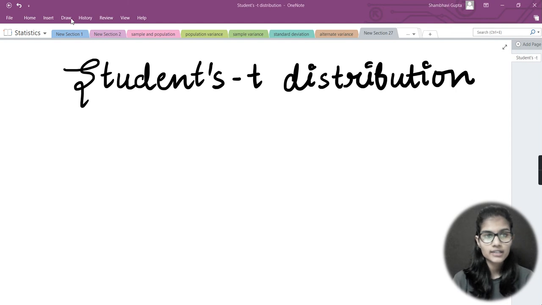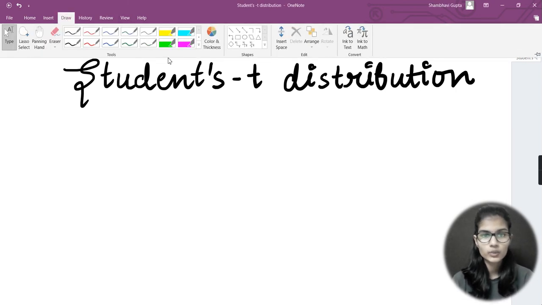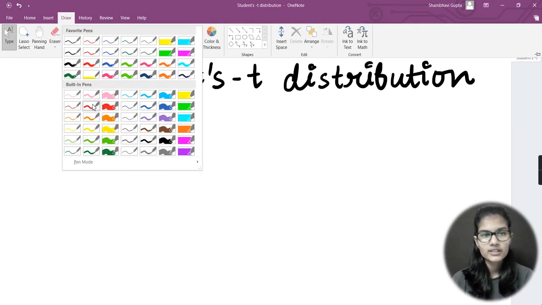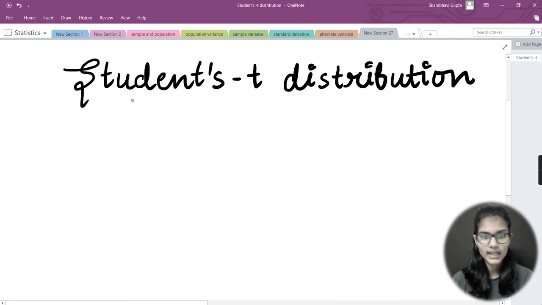So basically our today's topic of discussion is Student's t-distribution. Now this is another topic which we have in statistics, right? In the previous topics, for a long time we had discussed confidence interval, standard deviation, and those things, Z score, right? Now we're starting out with a new topic, and that is Student's t-distribution.